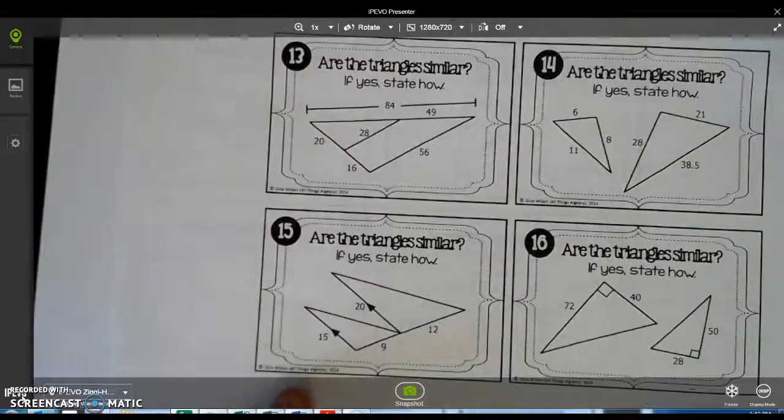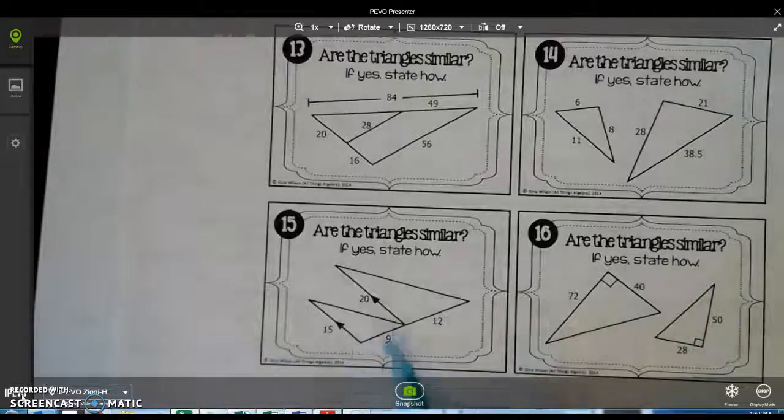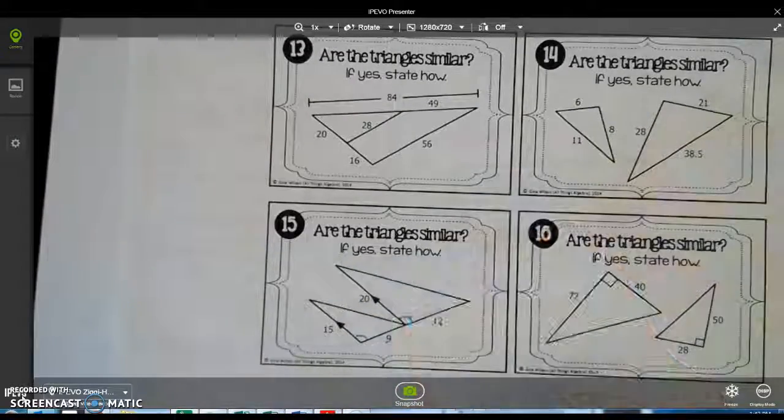Number 15 is an example of one with parallel lines that would not be angle-angle. But you can see that they gave me the sides. Alright? These are corresponding, so that would be side, angle, side. And that's how that one works out.